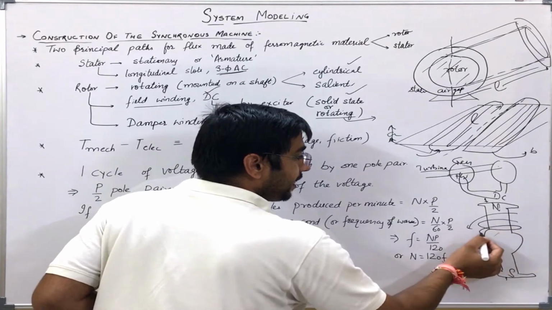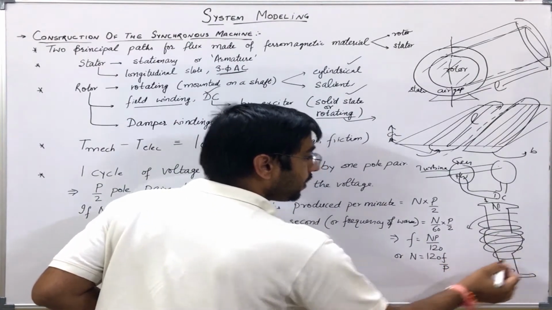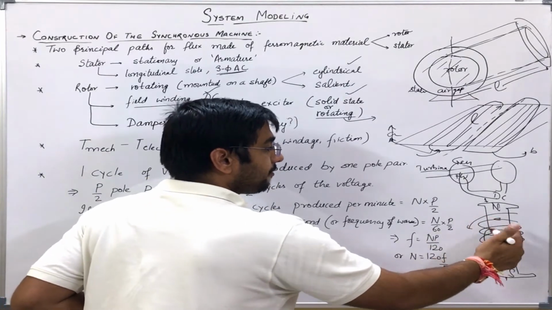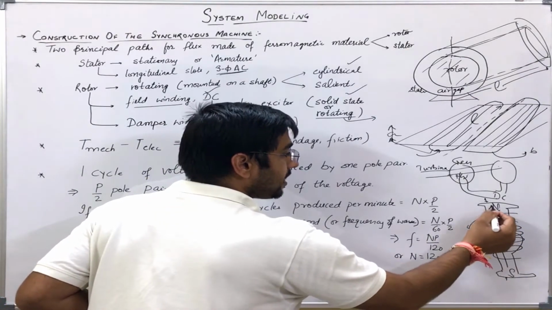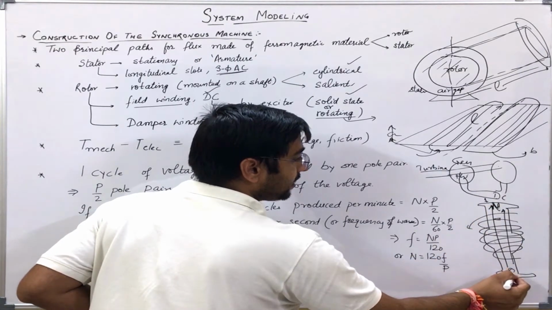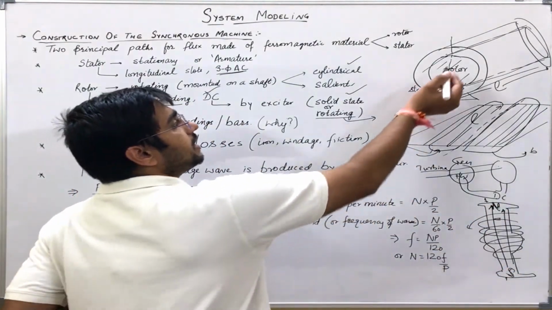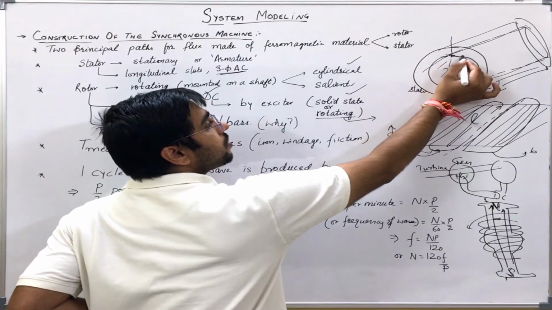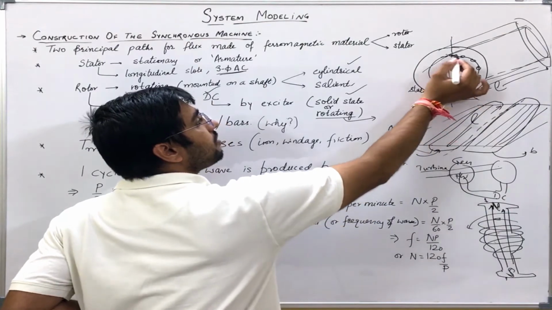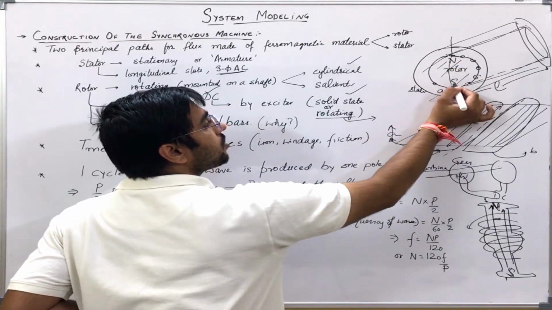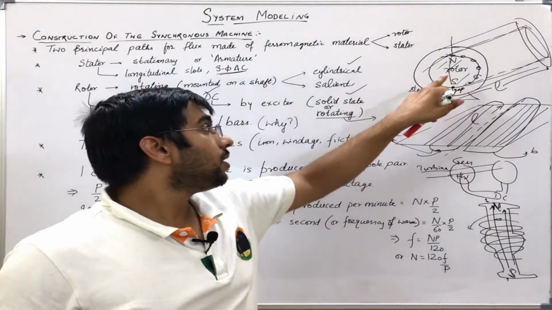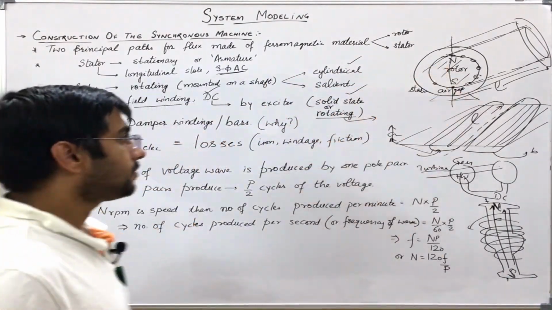So this also carries a winding. If DC current is flowing, then it will produce a flux in this direction. So it will act as north and it will act as south. Similarly, it will carry some longitudinal slots, and in these slots winding will be there, which will produce various north south poles. In this way, field will be produced by the rotor winding.